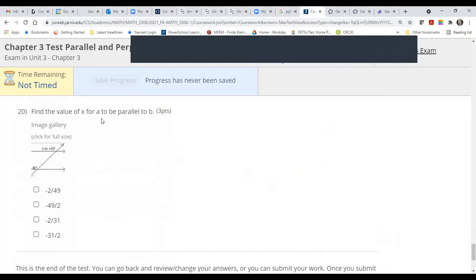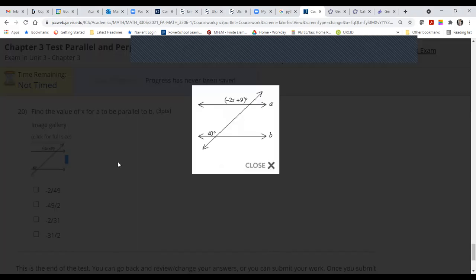Find the value of x for A to be parallel to B. So these two angles are corresponding angles, right? That means these two angles are the same. To find x, we simply set this one equal to this one and then solve for x.